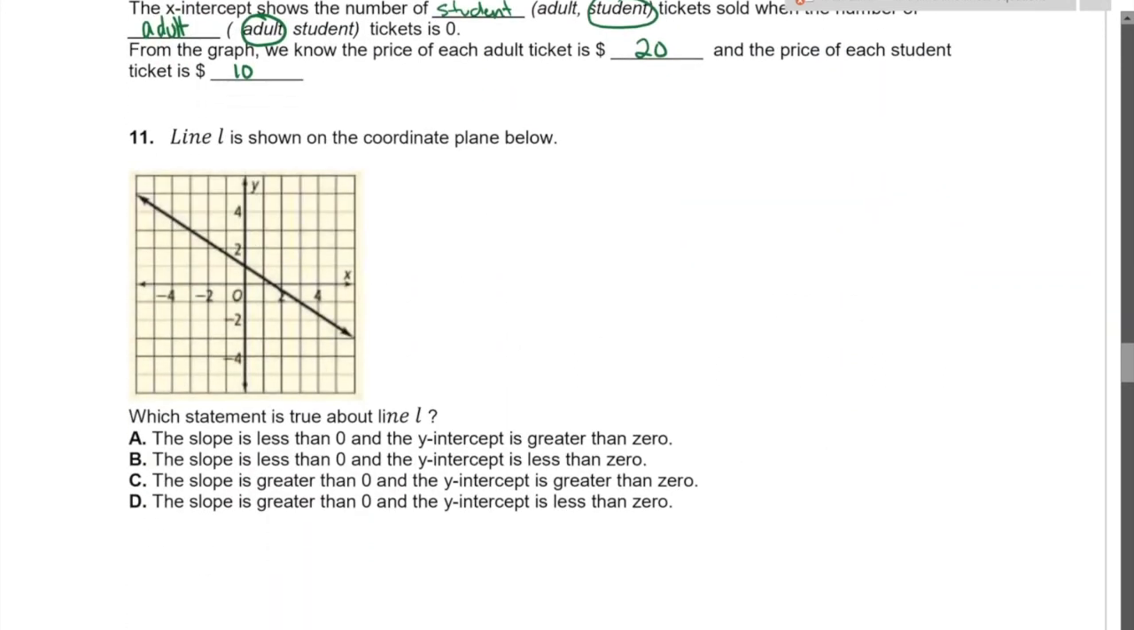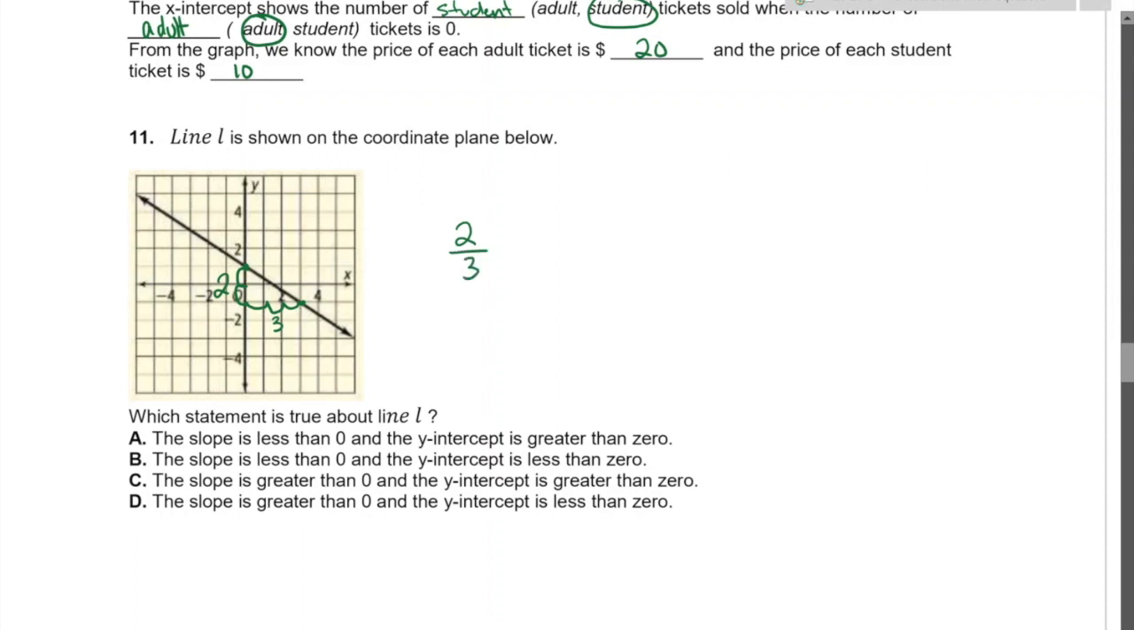Line L is shown on the coordinate plane below. Which statement is true about line L? Okay, the slope is less than 0 and the y-intercept is greater than 0. Alright, so let's see. Well, what is my slope? Here's a point and here's another point. So how much did I rise up from here? So I run 1, 2, 3. So this is 3 and I run up 2. So this slope is 2 over 3.